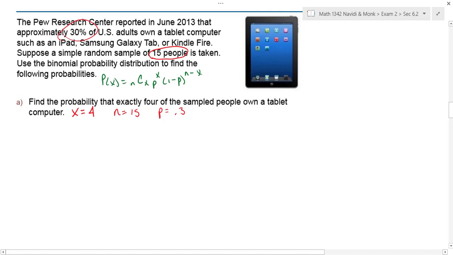We're calling a success owning a tablet computer. Dropping these numbers into the formula, we end up with the probability of exactly 4 successes is 15 choose 4 times 0.3 raised to the 4th times 1 minus 0.3 raised to the 15 minus 4. I could clean this up. So that's 15 choose 4 times 0.3 raised to the 4th times 1 minus 0.3, which is 0.7, raised to the 11th. Now let's get out our calculators.